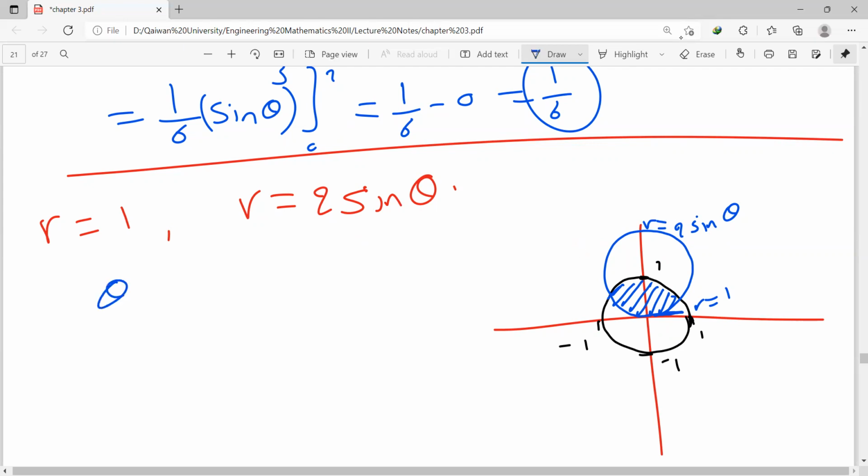You say theta equals 0 and theta equals pi, and also r equals 1.